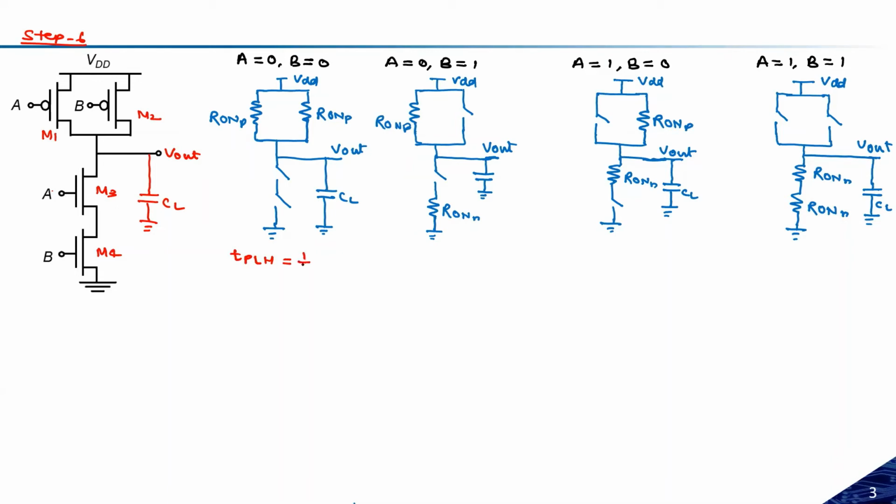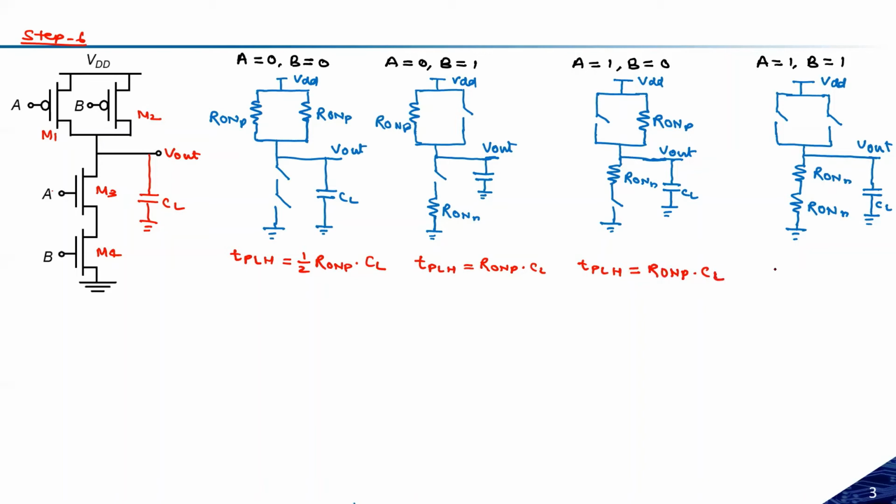So 1 by 2 R on P into CL. So this is the TPLH. Let us talk about the TPLH for the second case. TPLH for this case is R on P into CL. And similarly for the third case, it will be the same as this one. TPLH is nothing but R on P into CL.